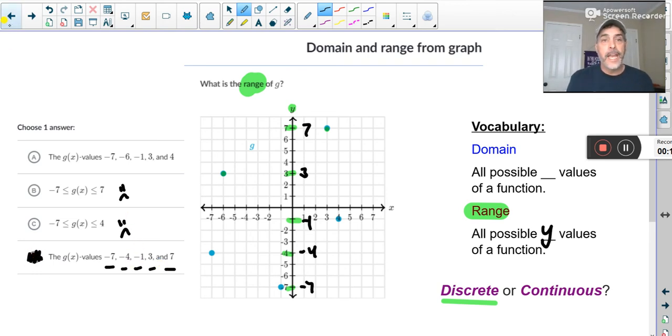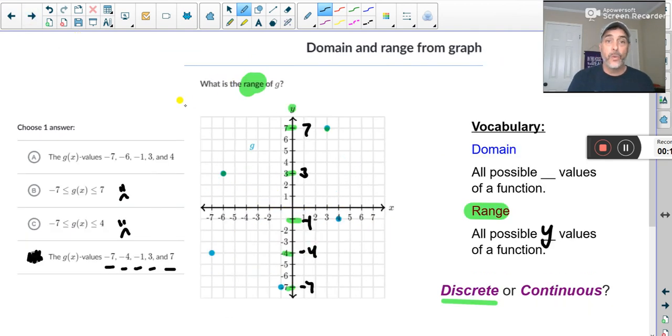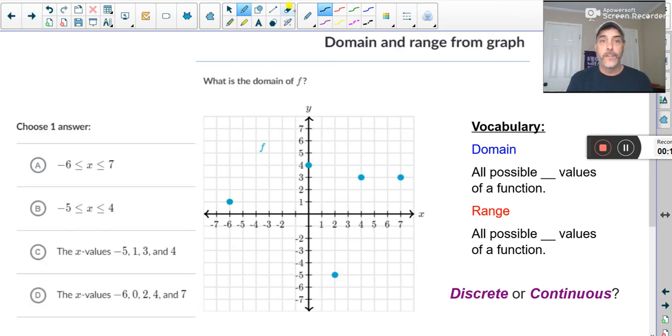So far we've looked at a domain problem that was continuous and a range problem that was discrete. Okay, we've got a few more to look at. First thing I'm going to look at as I get on Khan Academy is, what's this word? What's the domain? I look at domain, I think about my vocabulary. Domain means X values. Then I look at my information and I say, okay, this is discrete. So I am looking at the X values in a discrete manner.